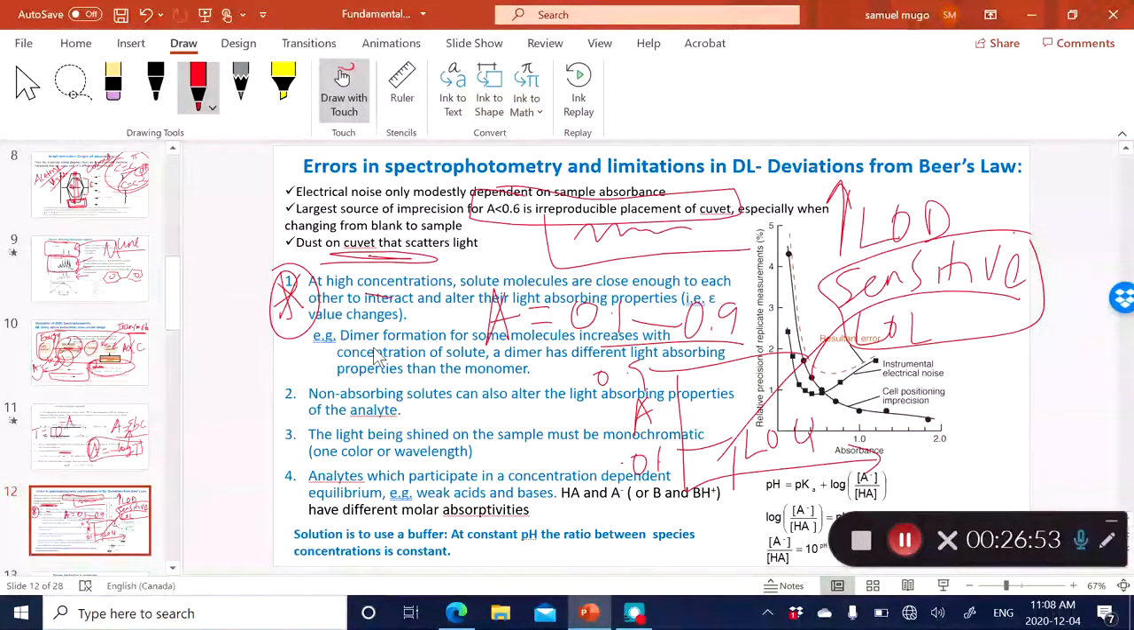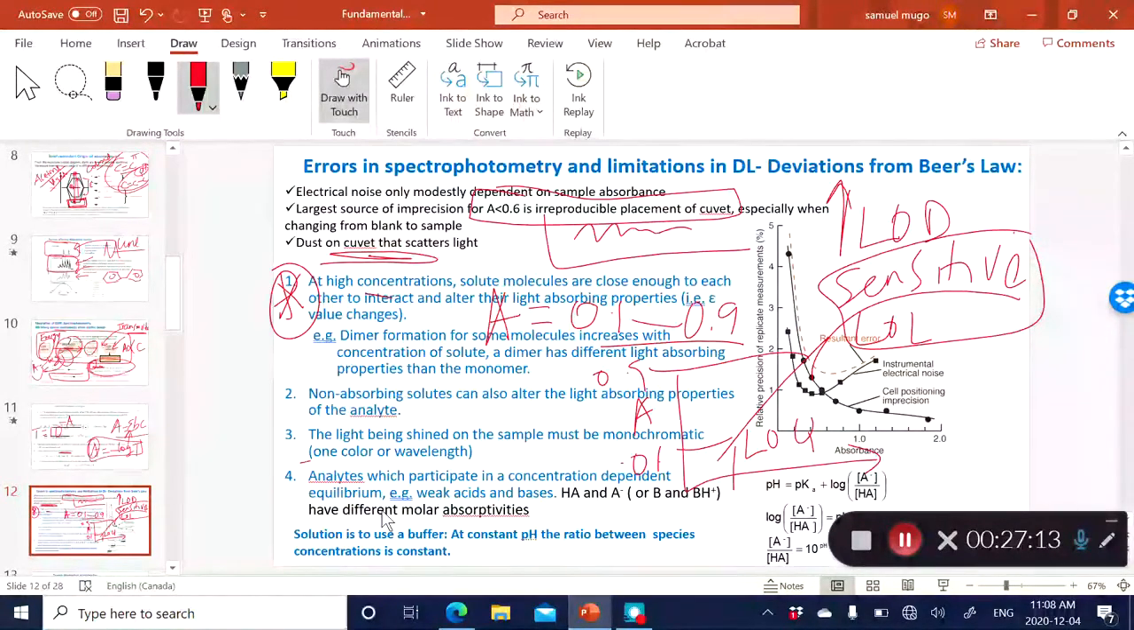Dimers just refers to two compounds fusing together. Now, another big problem is the fact that you need a monochromatic beam of radiation. There's no single monochromator or wavelength selector out there that is perfect. So again, that affects your limit of detection.